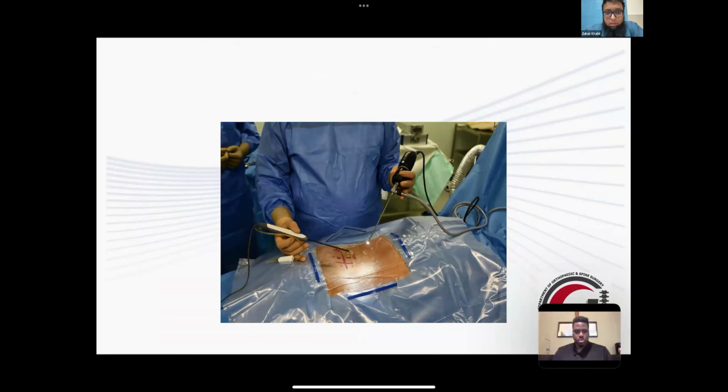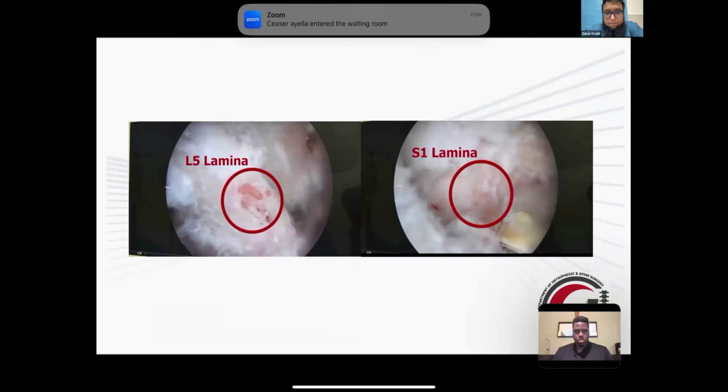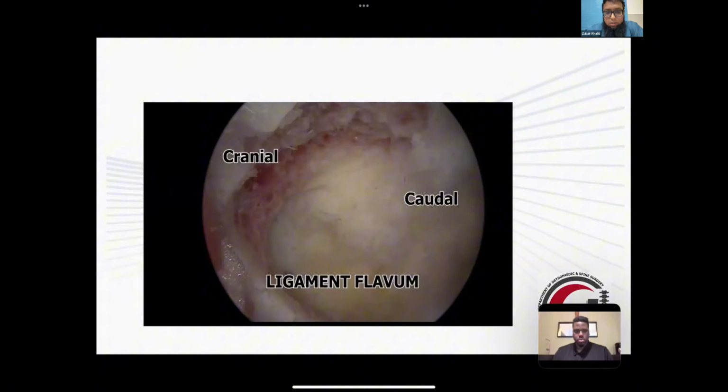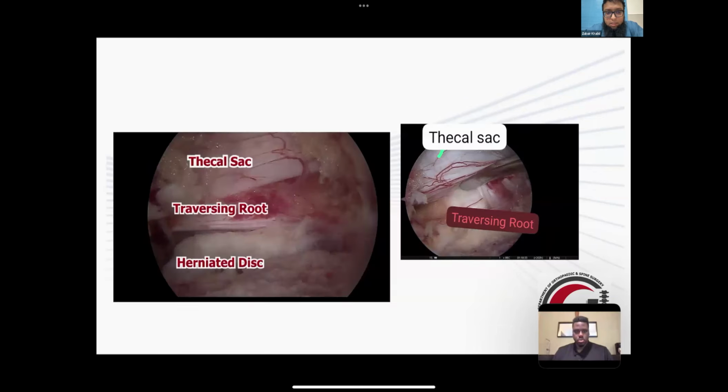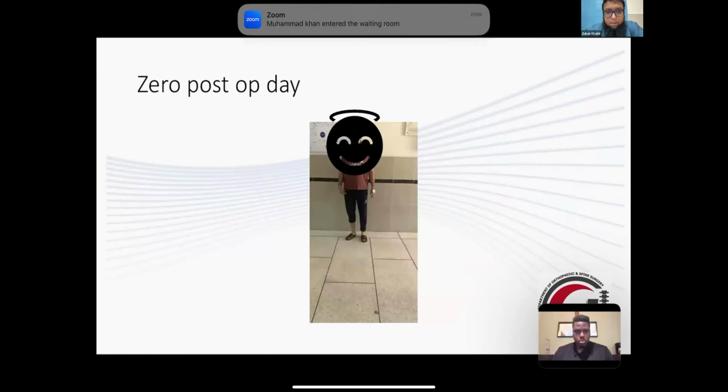This is the marking of the level, and this is the X-ray showing the placement of the tube of the portals. Here are the L5 superior lamina and S1, with the cranial side of L5 and the caudal side of S1. This shows the disc compressing the traversing root, and this is after the dissection. So we remove this.